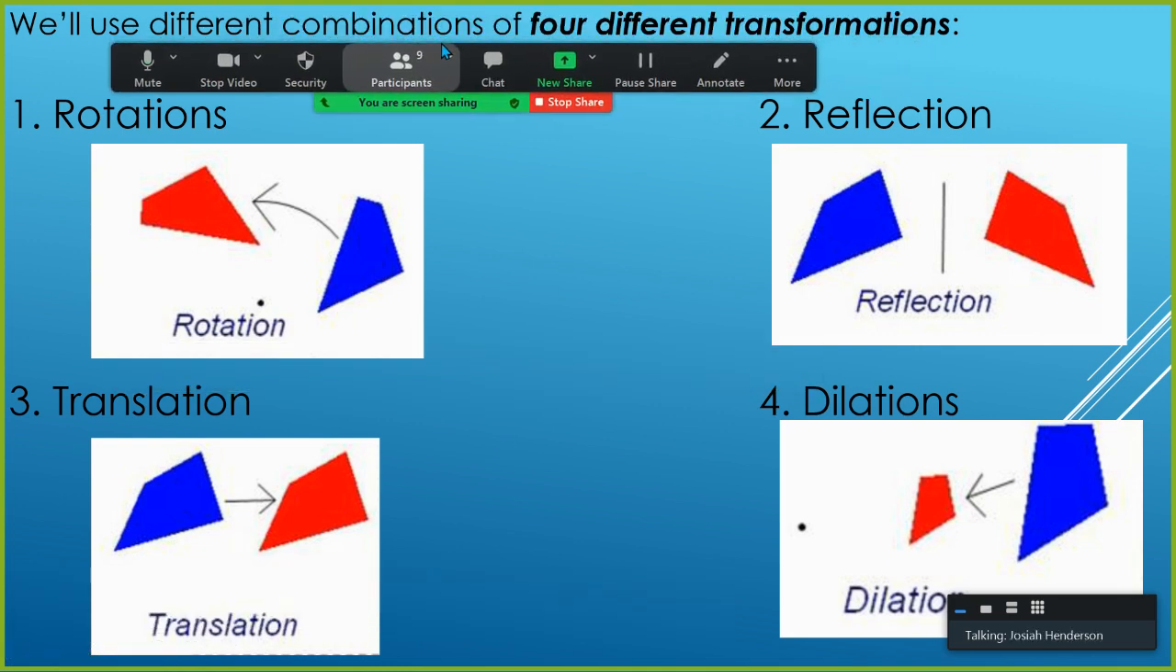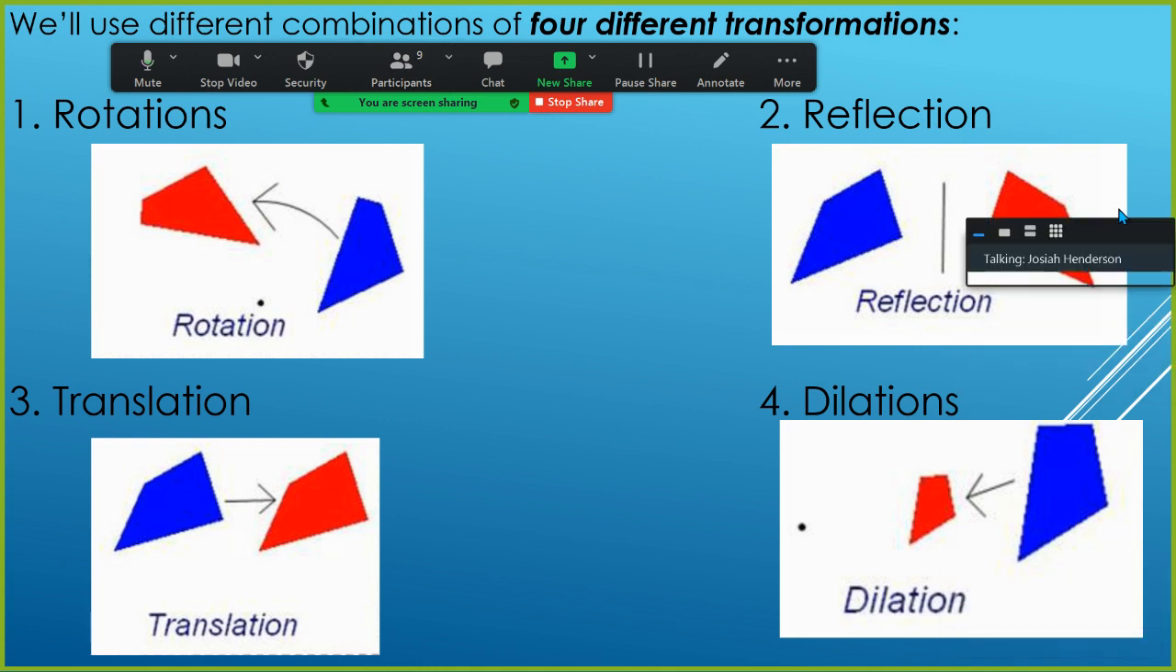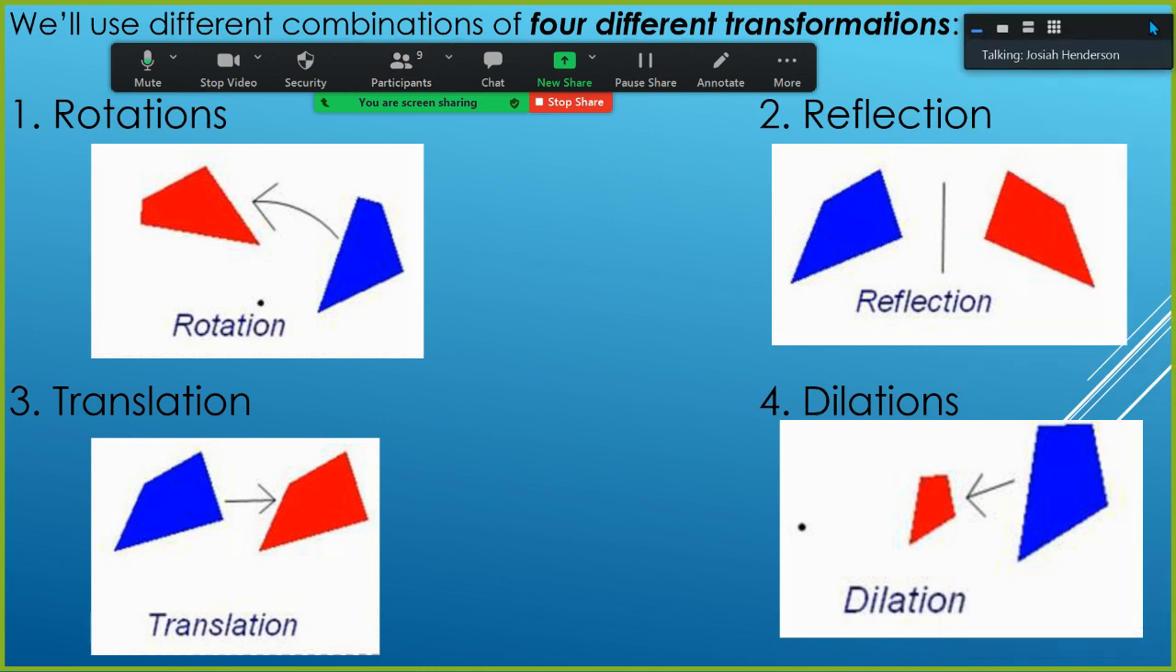There we go. So we're going to be looking at a total of 4 different transformations in today's work. We'll be using different combinations of 4 different transformations, and here they are all below. So number 1, rotation. So to do a rotation, it's like starting with the blue figure here, original, and then we're rotating some number of degrees.